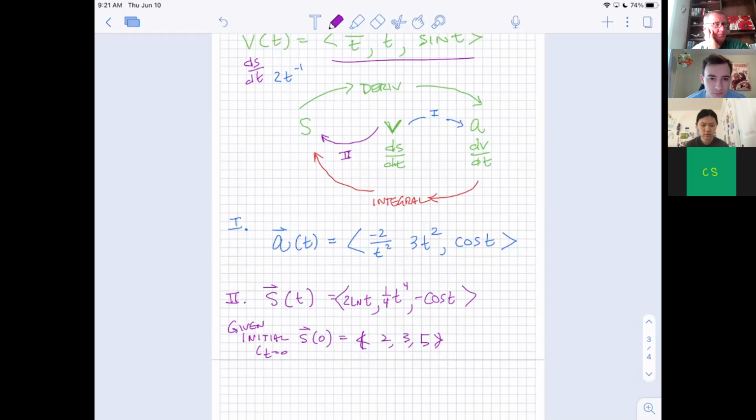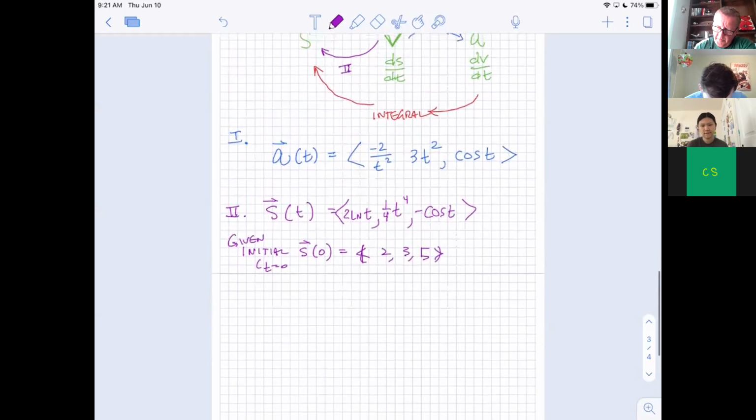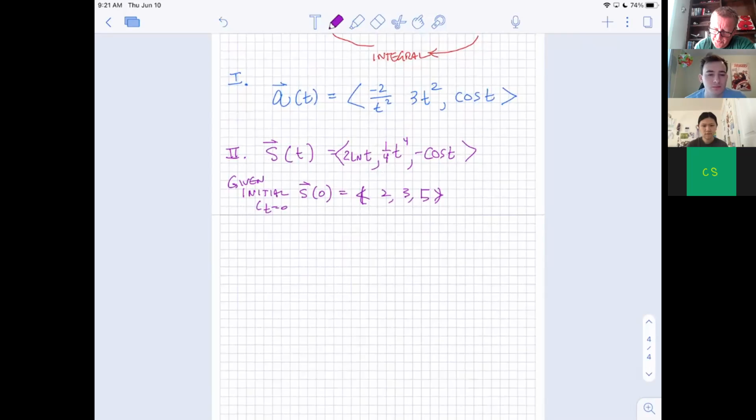Well, let's think about this a second. Let me write this down and we'll talk about that. So really, I should be saying that the answer to this is really 2 natural log of t plus kind of a, I guess I'll say constant 1, and then 1/4 t to the 4th plus some other constant 2, and then negative cosine of t plus some third constant. And I think this is a little bit what you were saying, Connor. In other words, I could think of this as, well, the same answer we just got a minute ago.